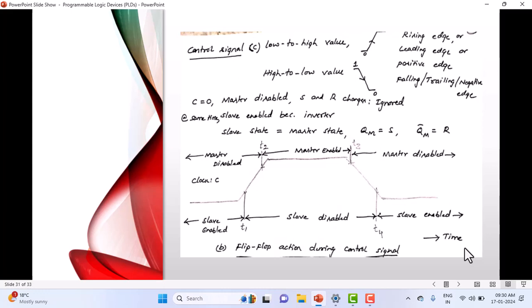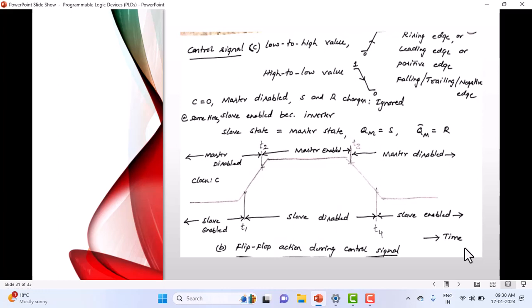Few things you need to understand. When the master enables, the master disables, this flip-flop action during the control signal, look at here. In the first part we gave a clock, enable, and in the second part you can see here at T1, what happens now? Clock is 0, enable is 0. For enable 0, who is enabling? Slave is enabled, master is disabled. Look at here, from T1 to T2 we are not doing anything. Still the master has been disabled, but here you can see that at T1 the slave has been disabled. From T1 to T2, both have been disabled here.